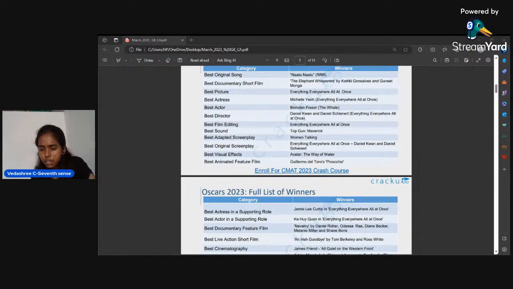Please share that PDF in the group, ma'am. In which group? I don't know which group to share in. I'm not in any group, I guess.